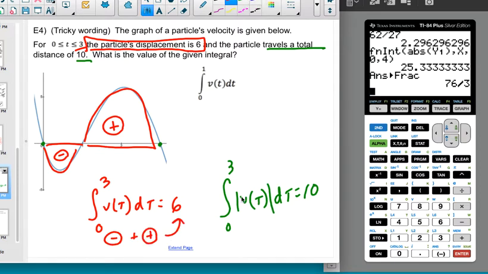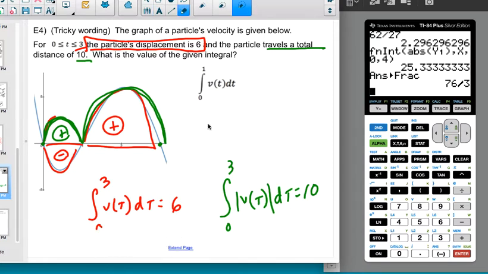But when I integrate the absolute value of v, the absolute value of v looks like this. It flips up the negative stuff and does this. So for the absolute value of v, this negative value now becomes positive. So let's just, for our sake, call these things letters. Let's call this area A and call this area B.